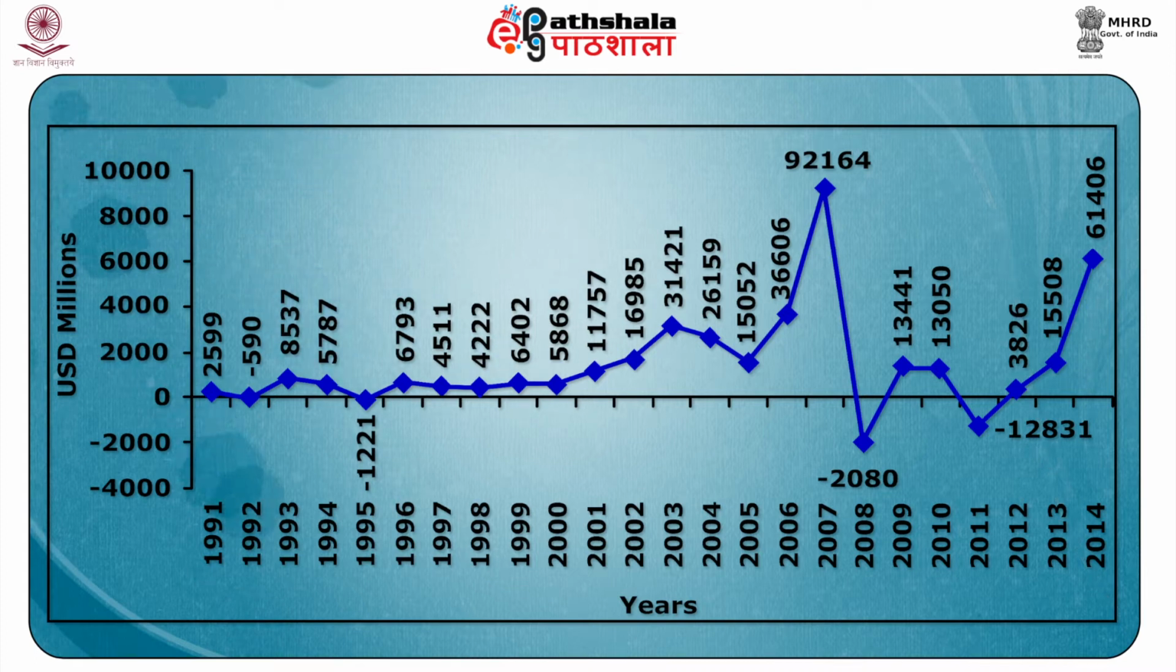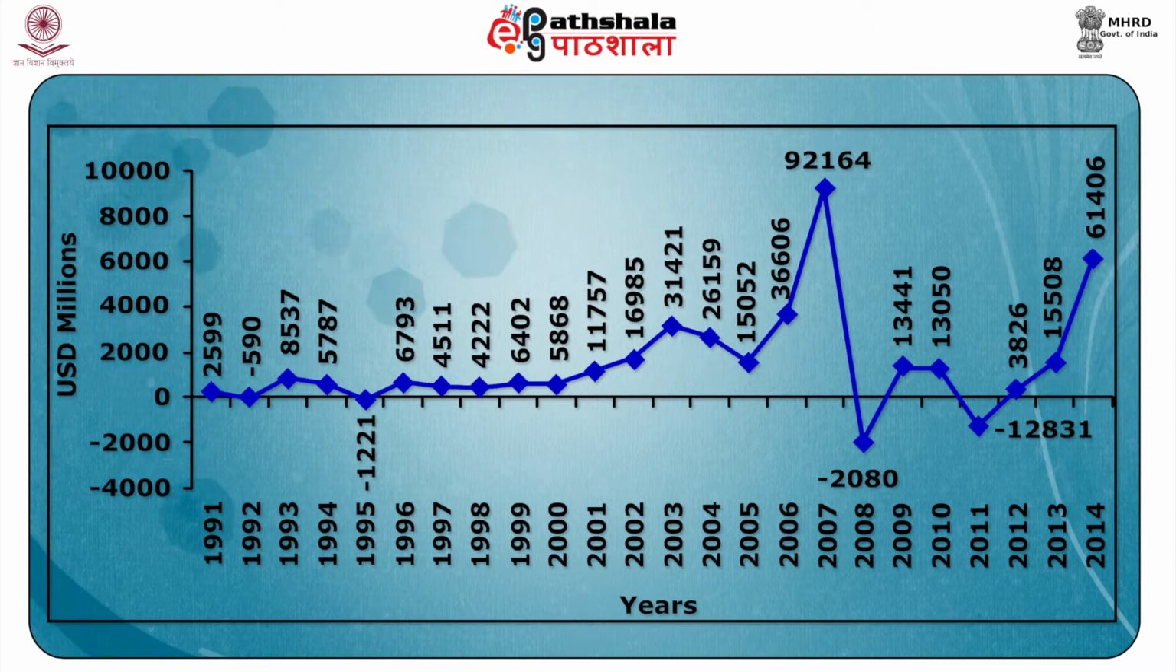In the period 91 to 2014, BOP was the highest in the year 2007 at $92,164 million. In 2007, the current account deficit was high at $17,034 million, but the capital account surplus was also very high at $107,993 million, which offset the deficit created in the current account.